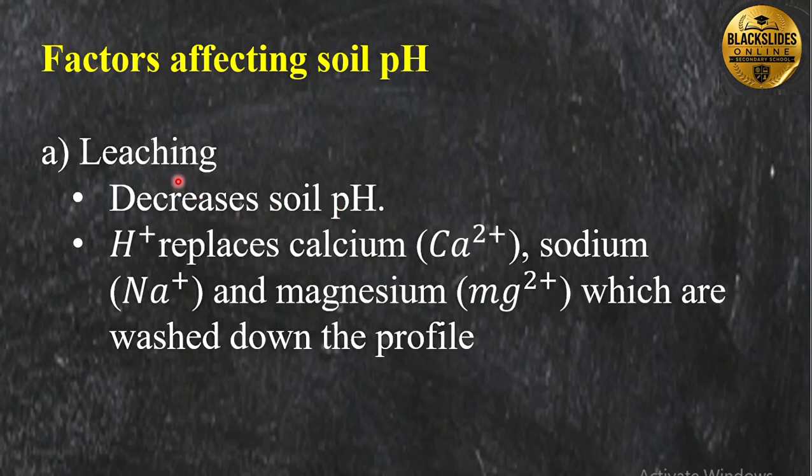So leaching is one factor. It decreases soil pH, meaning that it makes the soil more acidic. The hydrogen ions replace calcium ions, sodium ions, and magnesium ions. These are washed down the profile, making the soil have a higher concentration of hydrogen ions and therefore making it highly acidic with lower pH.